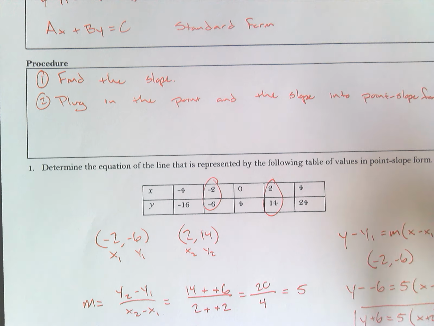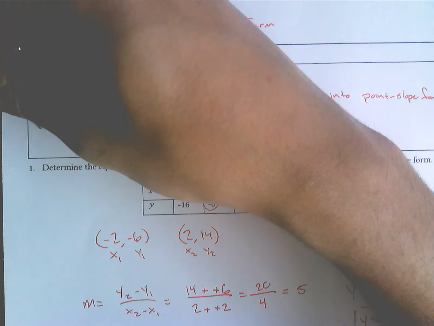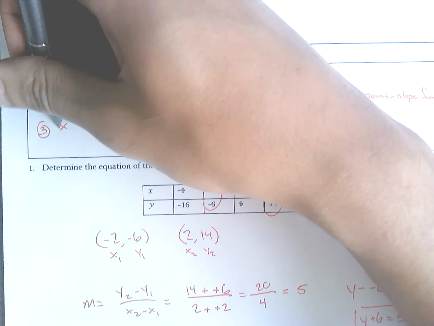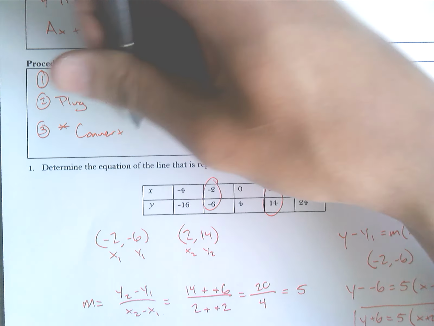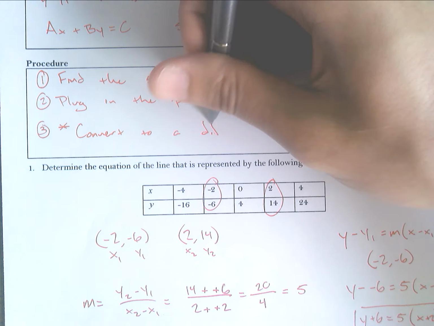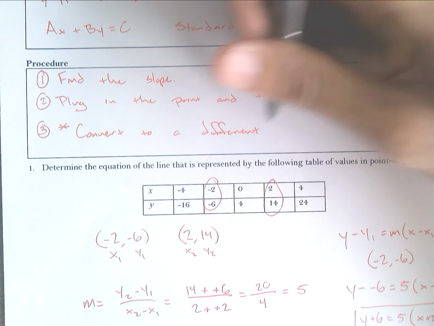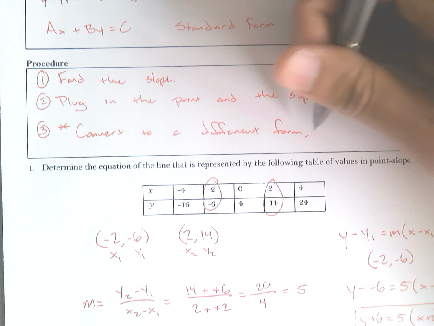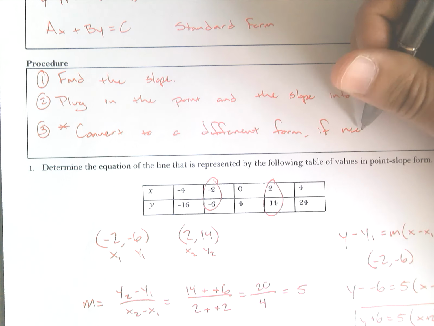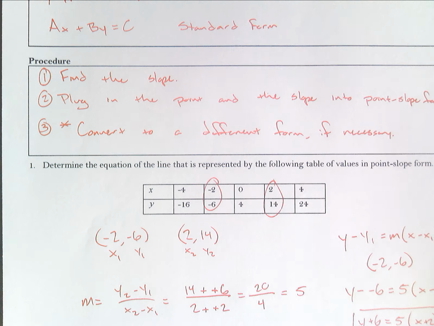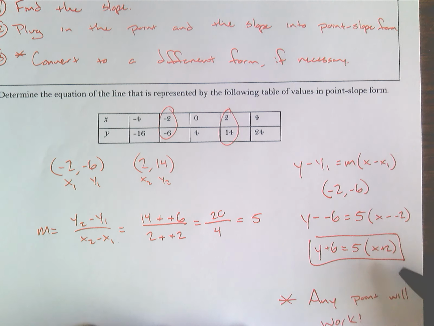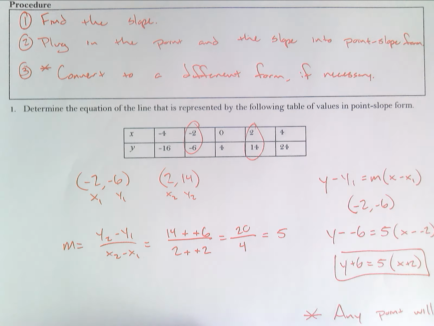And that was it here. Now, step 3, I'm going to put a star next to it because it's not always necessary, but that would be to convert to a different form if necessary. So if the question was asking to put it in slope-intercept form, then you would have to convert it to slope-intercept form from this final step here, or if it asks for it in standard form.